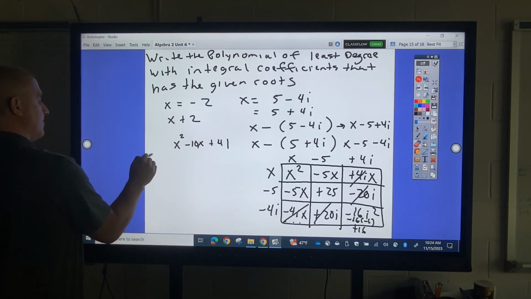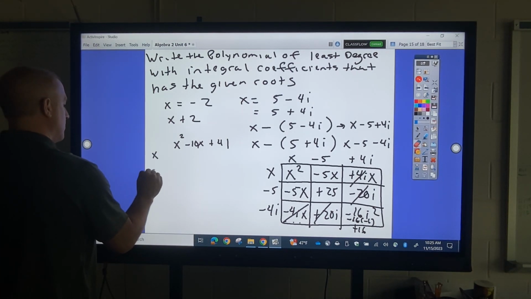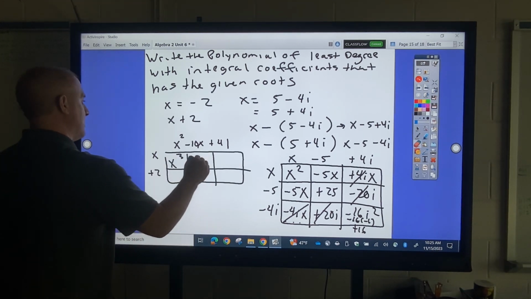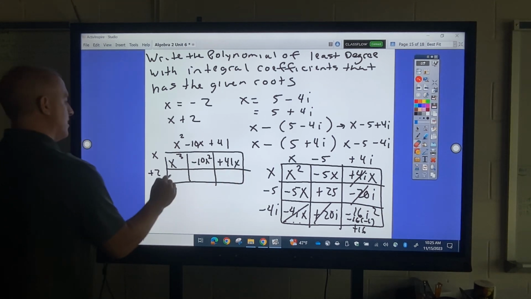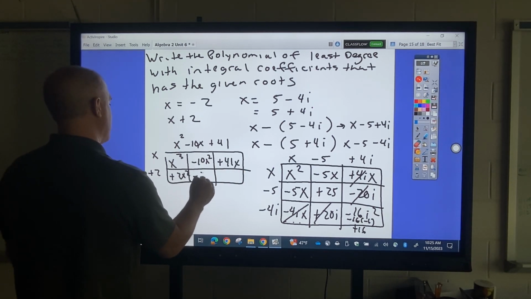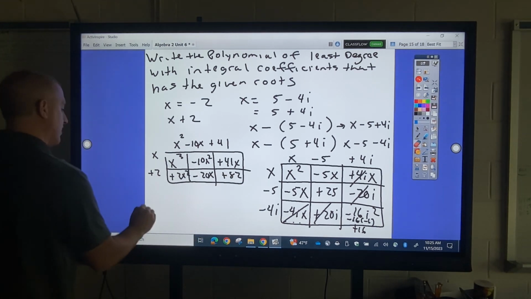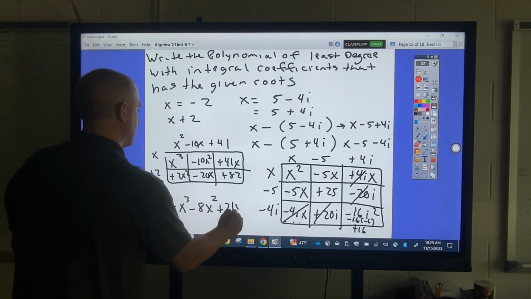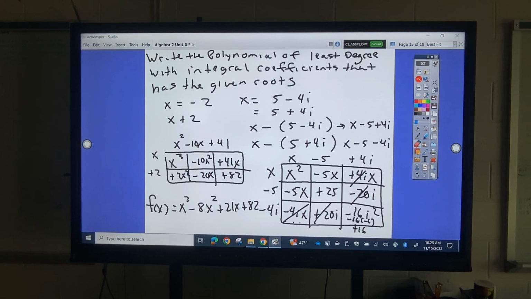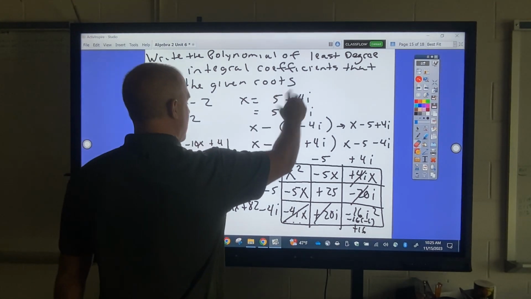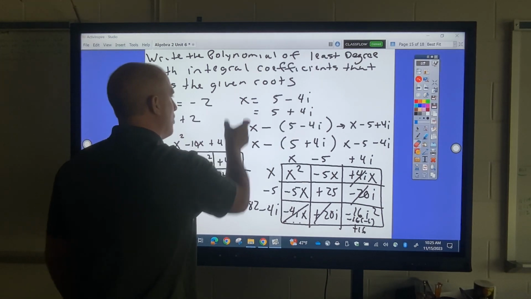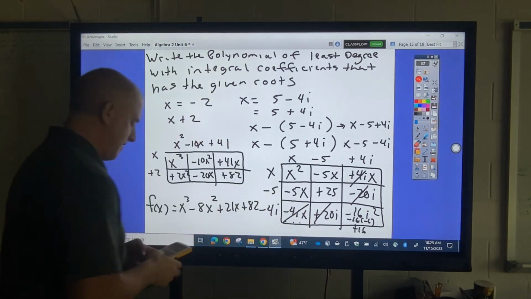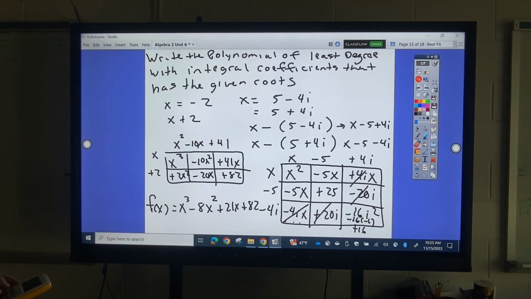All right? And then I'm going to have x plus 2. I'm going to multiply those. X cubed minus 10x squared plus 41x plus 2x squared minus 20x plus 82. So if I combine my like terms, I got x cubed minus 8x squared plus 21x plus 82. So what you should do, make the conjugate and then bring them all over, and then I would convert them, because remember that's probably the fastest way to do this.